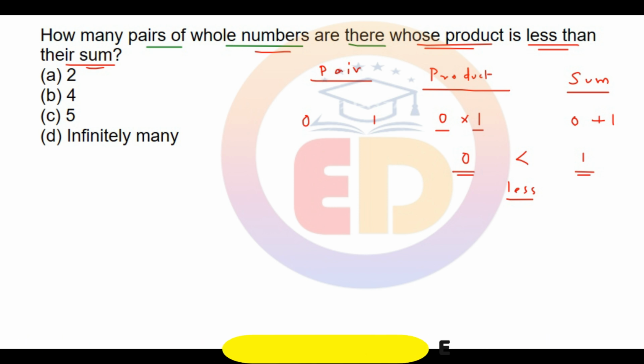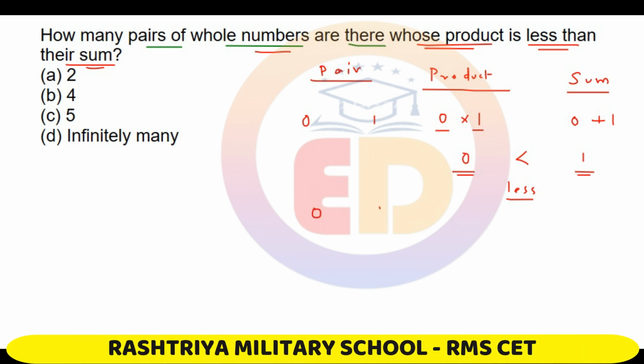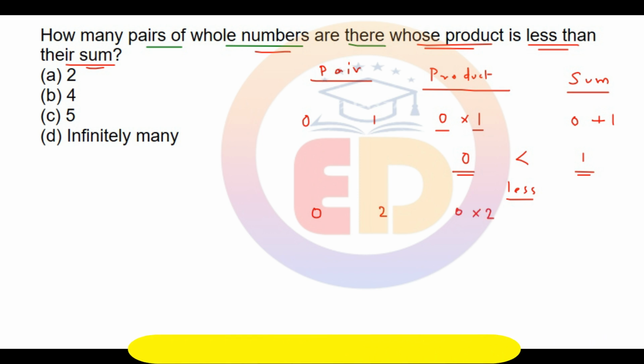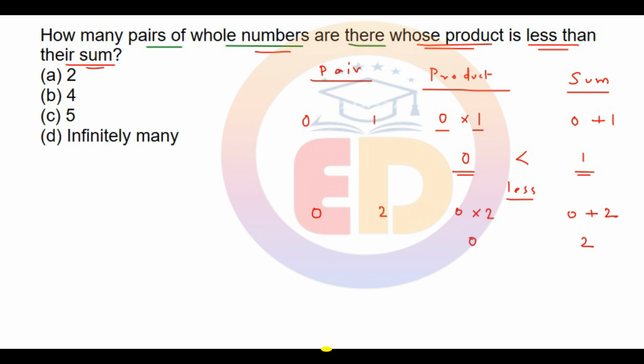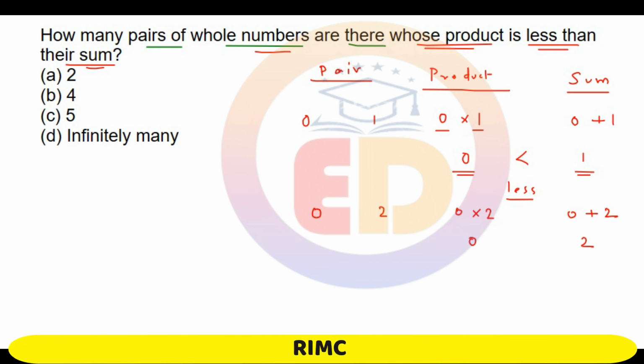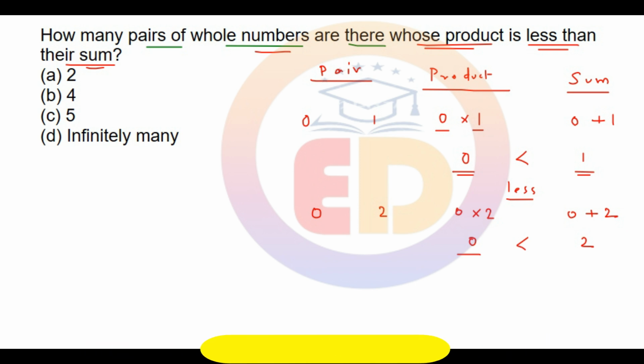Similarly, another pair can be 0 and 2. The product of 0 and 2 will be 0, but the sum of 0 and 2 will be 2. Again, the same condition follows. The value of the product is less than the value of the sum.